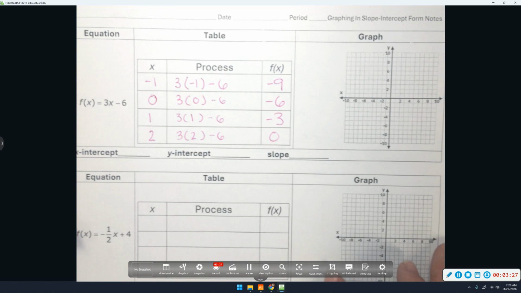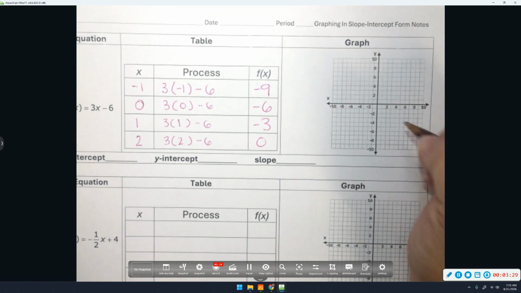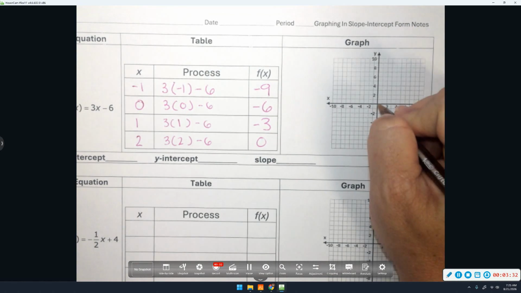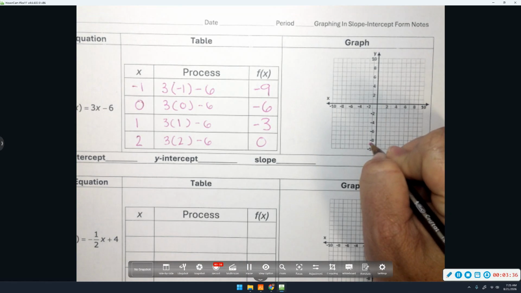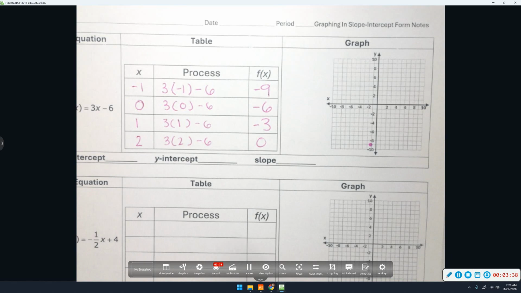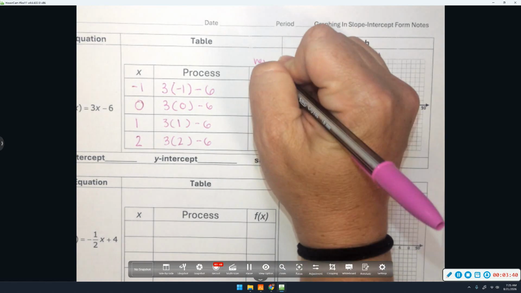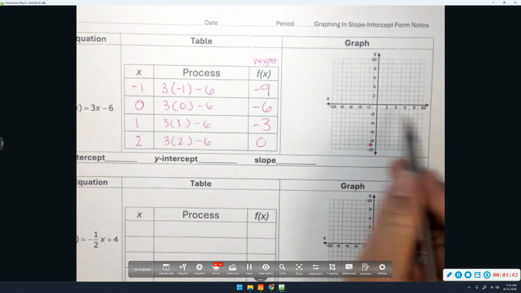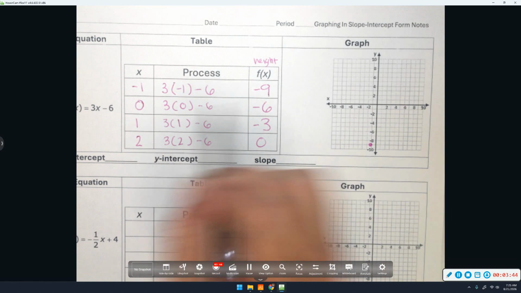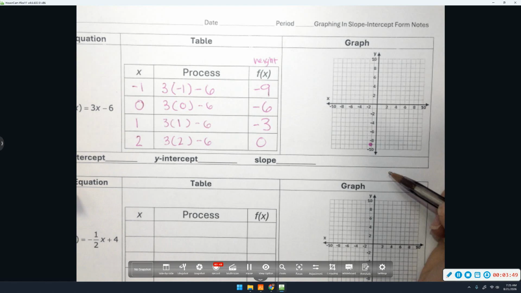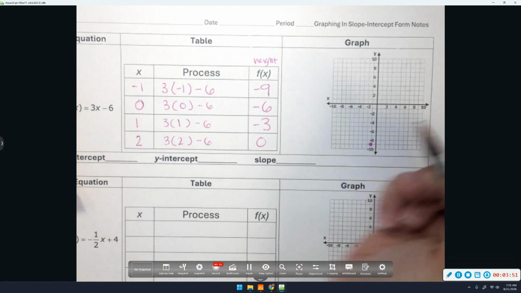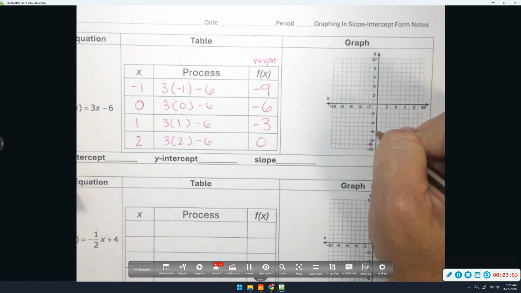So from there, we're going to plot those points. We have x is -1, y is -9. I always think of y as my height, and x is my side to side. So I'll go side to side, whatever my x is, and then I find the height. So that went down 9, -9. Then I have 0, -6. 0, -6 is here. That's your y-intercept.